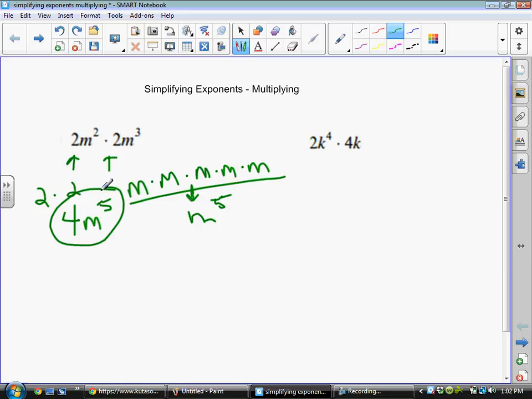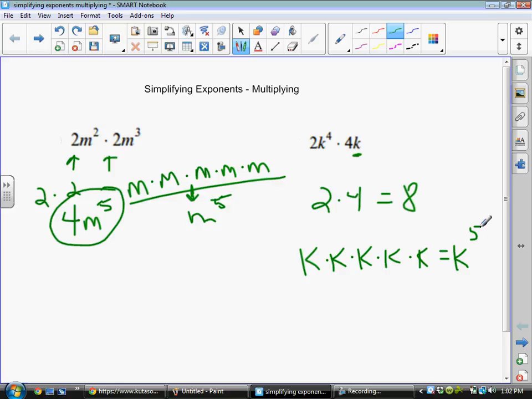In the next example, I'm going to multiply the big numbers. So 2 times 4 gives me 8. And let's look at the variables. I have k to the 4th, so 1, 2, 3, 4, and then from this part I have 1 more. So that really equals k to the 5th power. There happen to be 5 of them again. So I'm just going to write these next to each other. So I have 8k to the 5th. That's the answer for that.